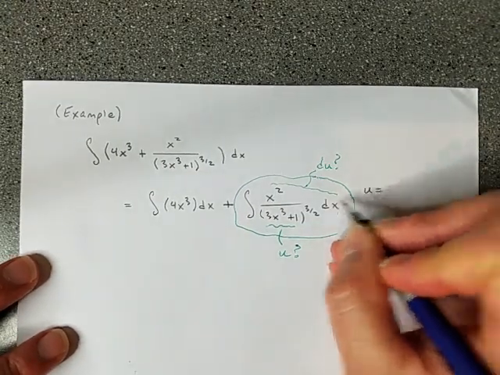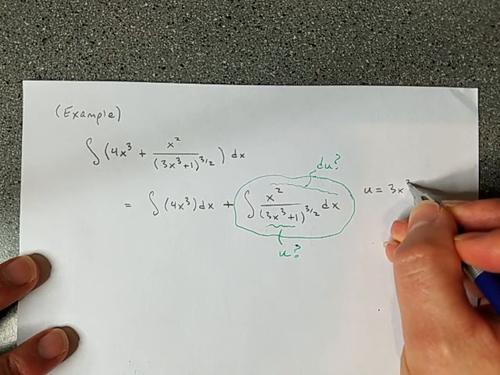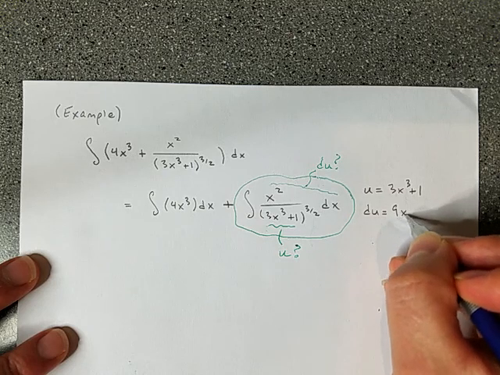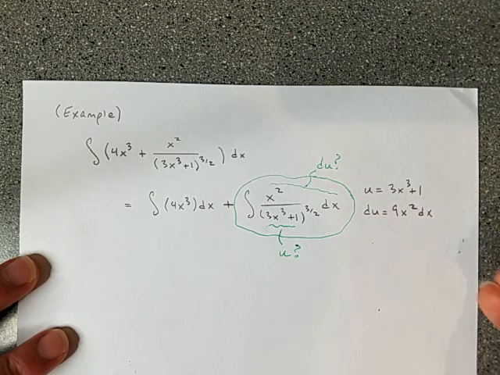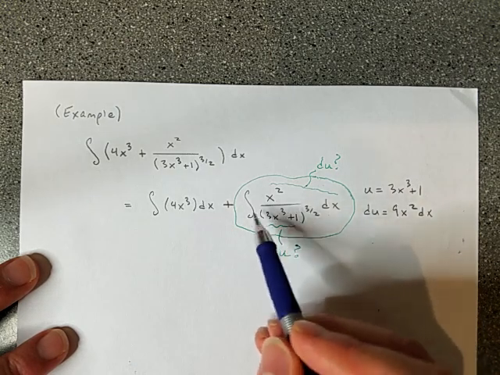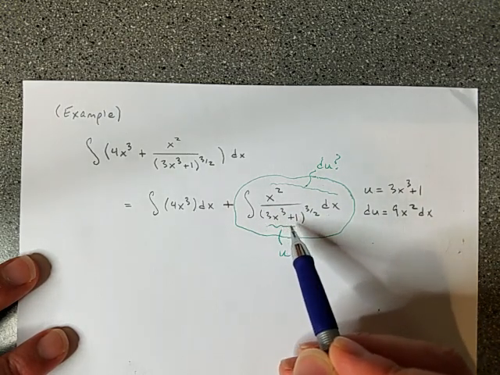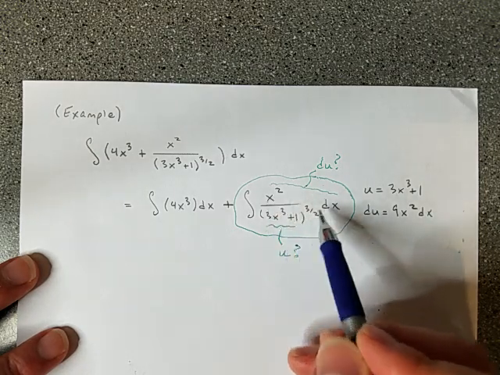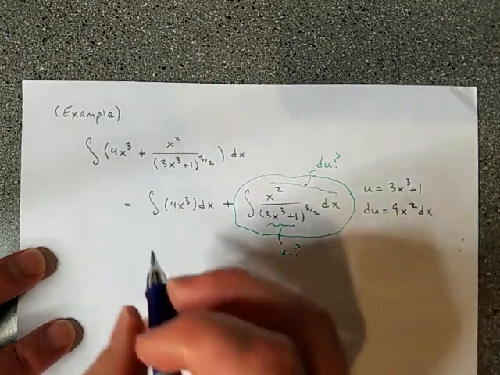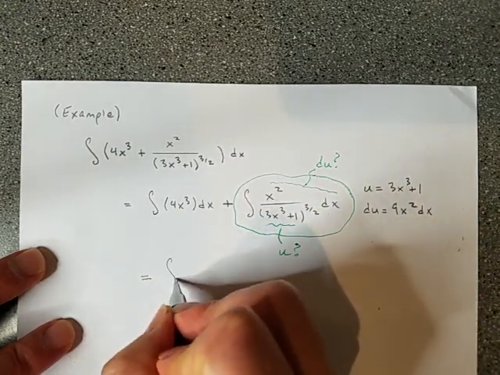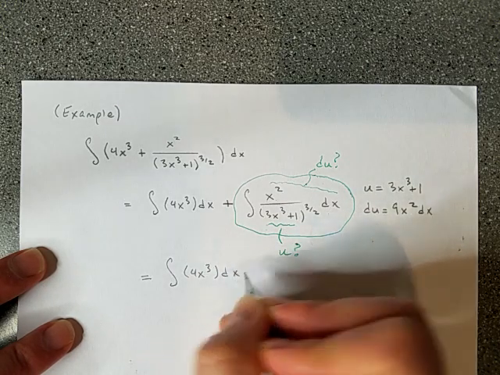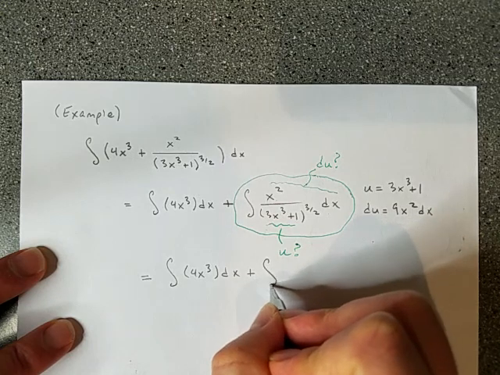Then I'll let u be, as you see there, 3x to the 3rd power plus 1. Du as a result will be 9x squared dx. Here I have x squared dx. I can look at this like 1 over (3x to the 3rd plus 1) to the 3 over 2, times x squared times dx. So I don't quite have it. Let me write one more step.